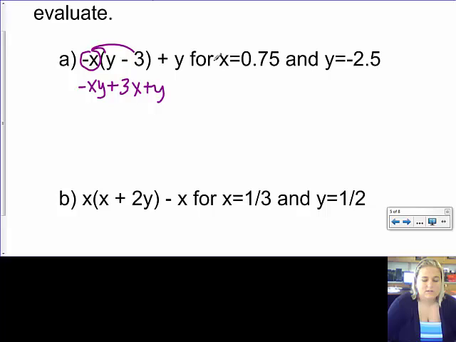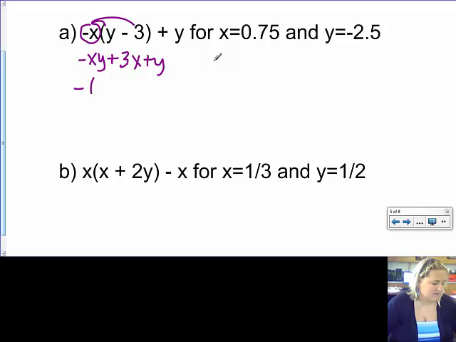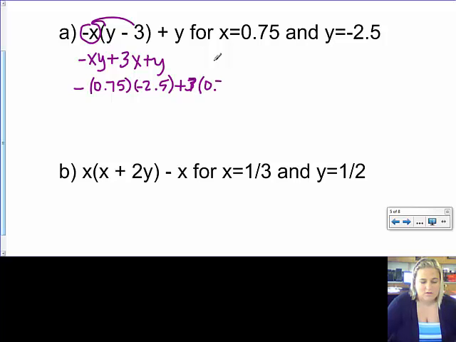Okay, I can't simplify this any farther because I don't have any like terms, so now is the point that I can go ahead and substitute. I have negative, instead of x, I'm going to put 0.75 times y, which is -2.5, plus 3, instead of x, I'm going to put 0.75, plus y is a -2.5. So I have a -0.75 times -2.5.